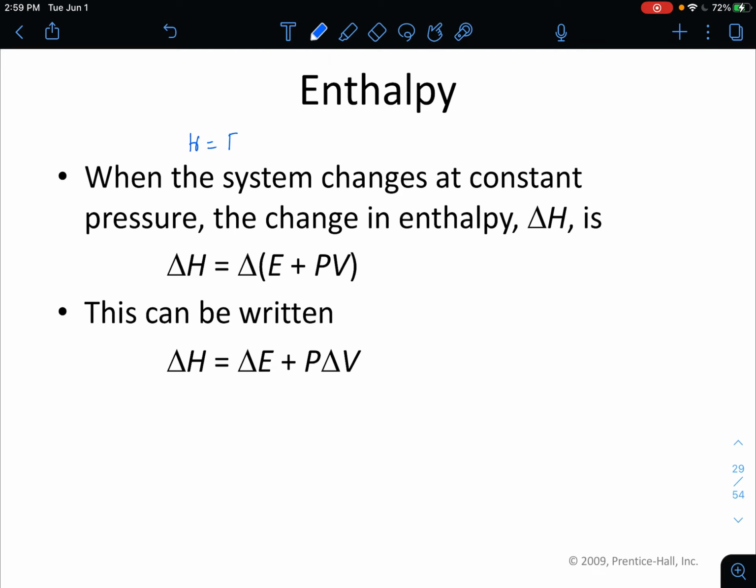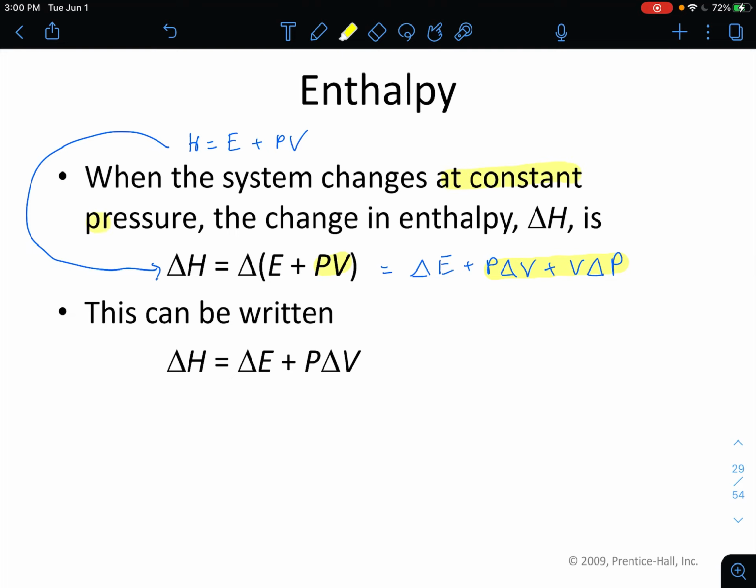We said enthalpy equals internal energy plus the product of pressure and volume. So if I take the change in all of those quantities, it'll be delta H equals delta (E plus PV). So this would really work out to be delta E plus P delta V plus V delta P. When I'm doing the change in the product of two quantities, that's the way that it's going to break up.